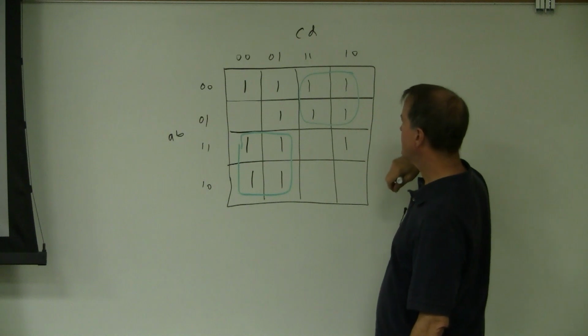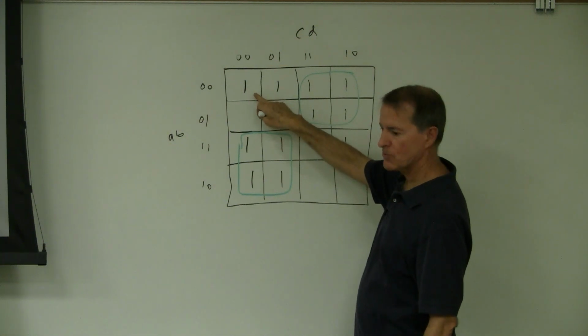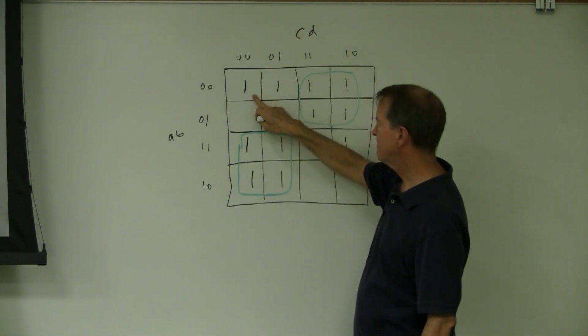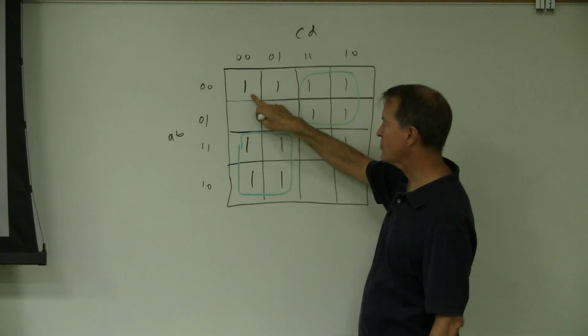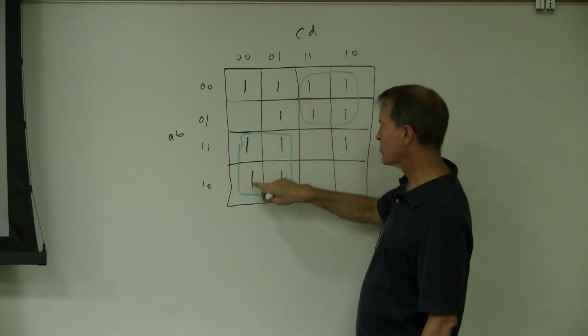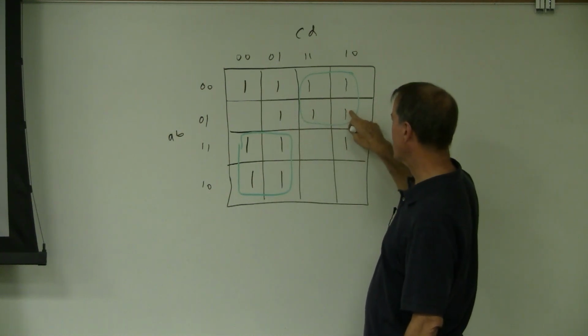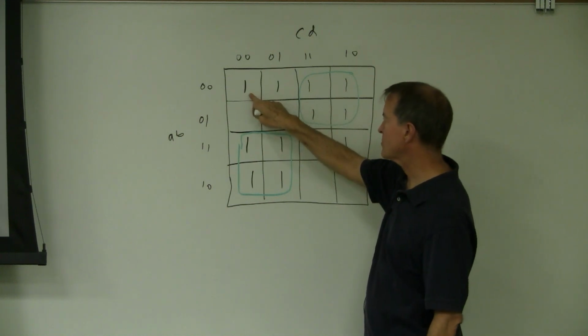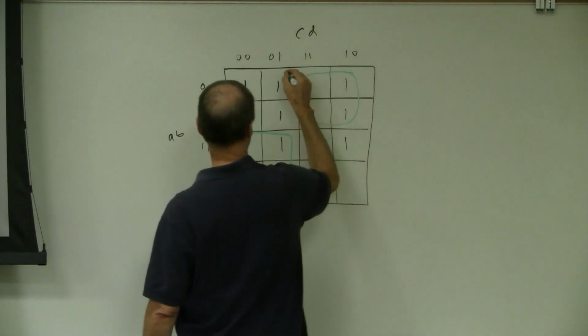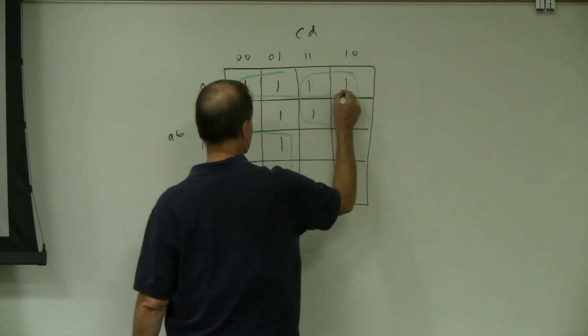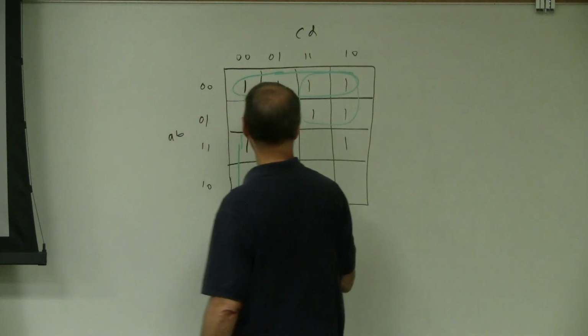And now, how am I going to cover this one? What's the biggest group that I can use to cover this one? That whole row. The biggest group I can use to cover this is 4, and this will do it. All right?